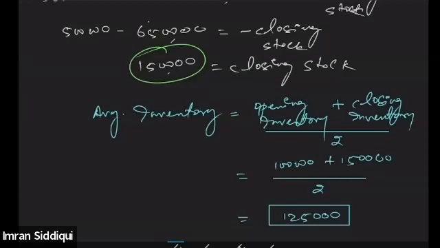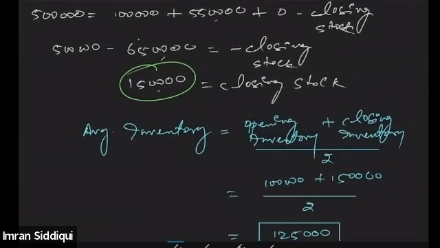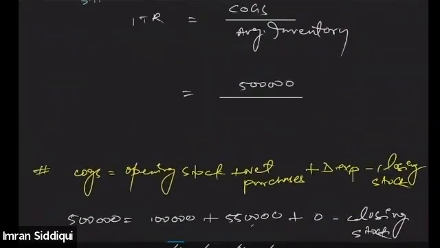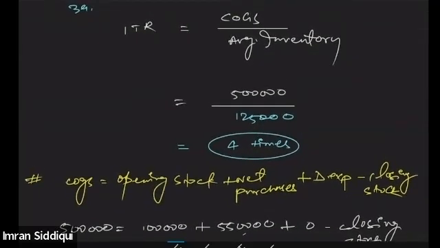Is that clear? Please tell me if this is clear or not. Yes, sir. And now we can put the value here, 1,25,000. And by calculating it, we will be getting the value of the inventory turnover ratio, which should be 4 times. This is the answer. Please note this down quickly. If you have any doubt understanding anything, do let me know.